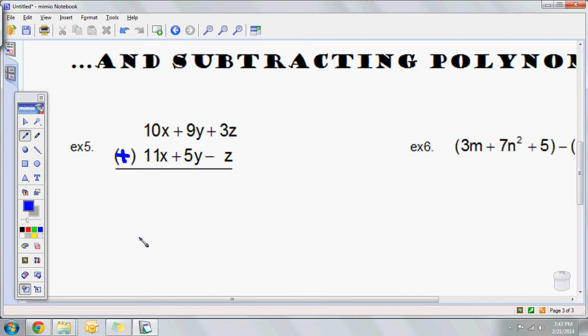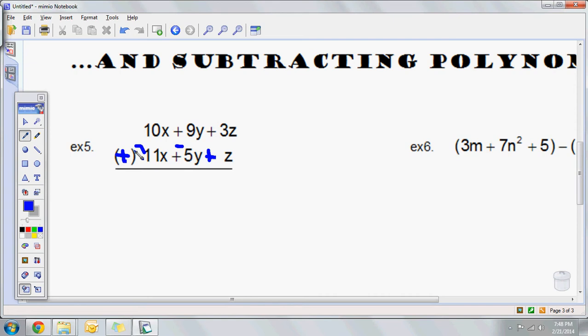And because I do that, I have to change everything after that sign to the opposite. So instead of a positive 11x, I'm going to change it to a negative 11x. Instead of a positive 5y, I'm going to change it to a negative 5y. And instead of a minus z, I'm going to change it to a plus z. So the whole purpose of this is because subtracting just kind of gets a little tricky, so this makes it a little bit more clear about what your problem is. So we're going to add the opposite. Okay? So now it's super simple.